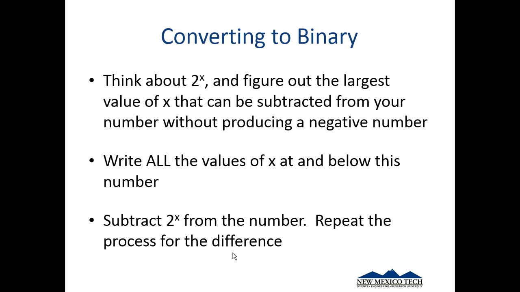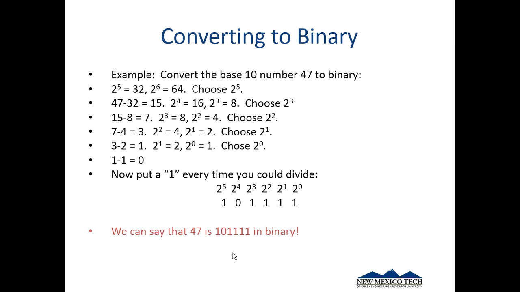So there's some instructions here. You can read through it in case you didn't watch this video all the way. It tells you how to convert to binary, but I'll work through this example instead. And I've worked it out, but I'll work it out over here. So suppose we have the number 47. I want to find the biggest power of 2 that goes into 47.